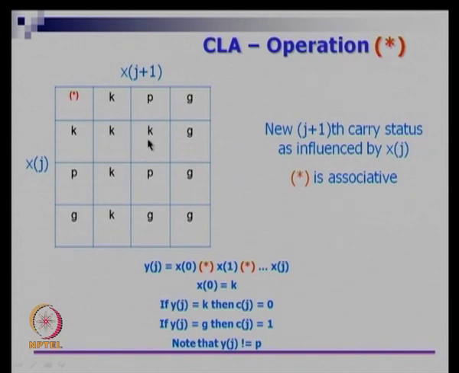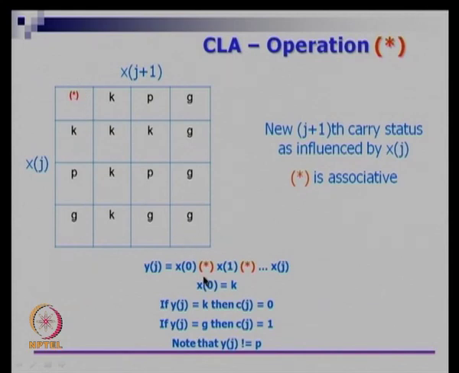So, if it is a kill, you have to propagate a kill. If it is a propagate, you have to propagate it, you do not know how to resolve it yet, and if it is a generate, you have to propagate a generate. So, propagate a kill is kill, propagate a propagate is propagate, propagate a generate is generate. And I am going to have this y of j. Y of j is all the statuses operated using this table. So this operator I am going to call star.